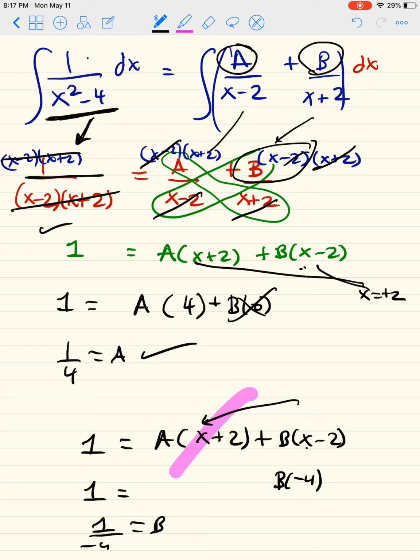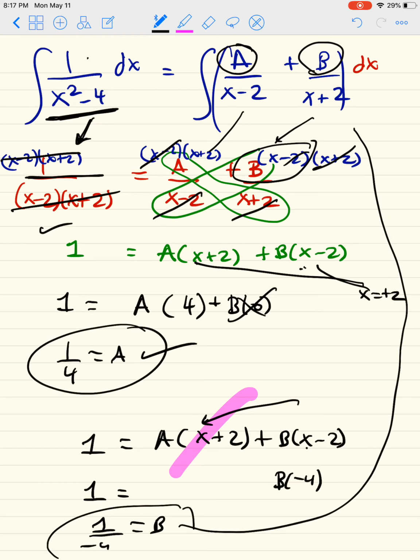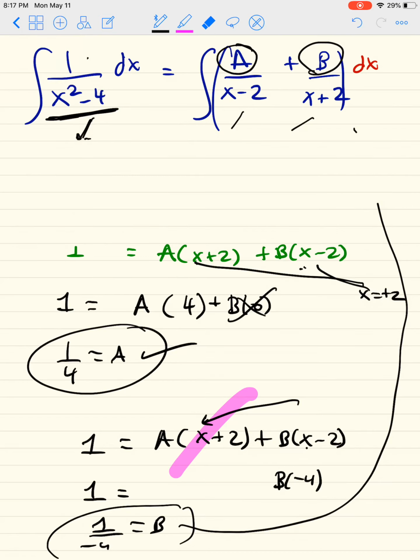Then you go back. You're not allowed to switch these. A was 1/4. B is negative 1/4. I'm going to erase this. You can pause the video to do whatever you need to do. I just need to get rid of this stuff.